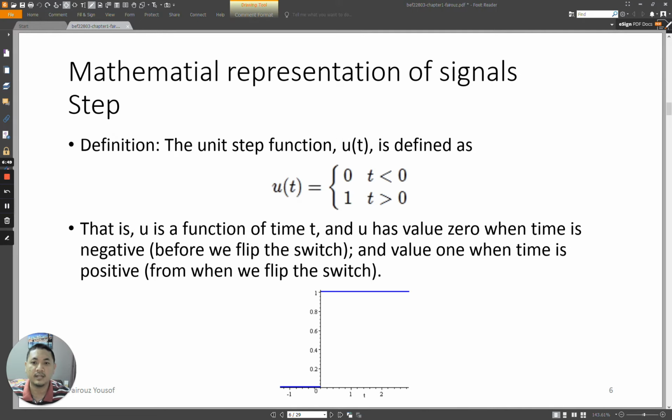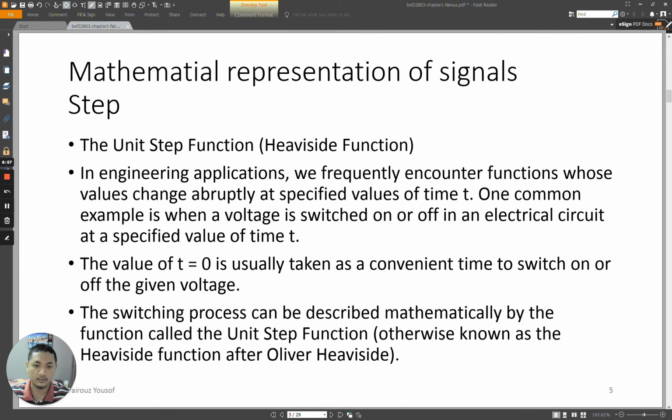So let's look at the waveform. This is the Heaviside function or unit step function. It's from 0, switch on, goes to 1, right? So this is what it means: whose value changes abruptly at a specified value of time t. Okay, so t can be 0, right? But t can also be a different value. All right.